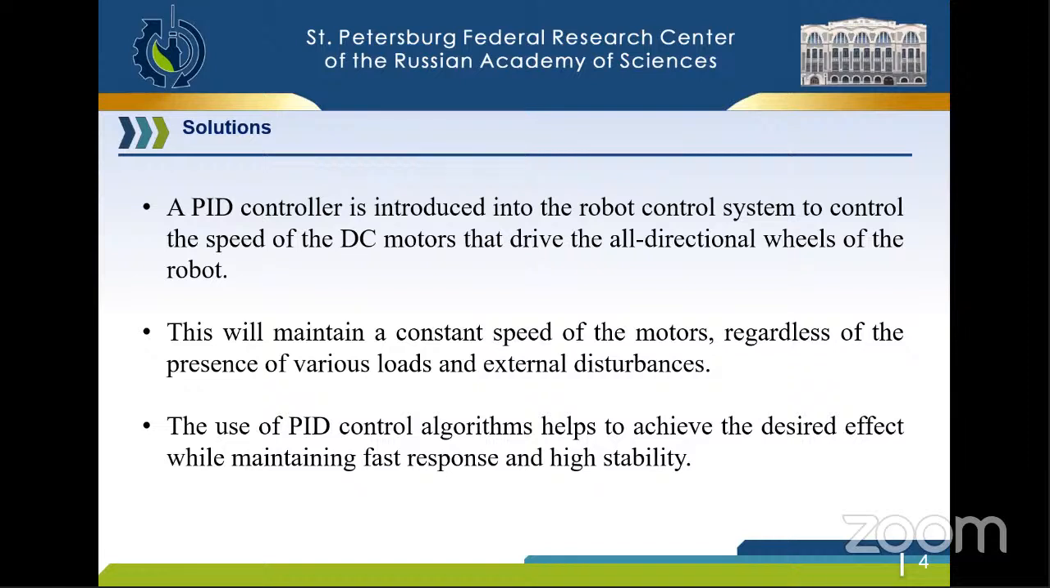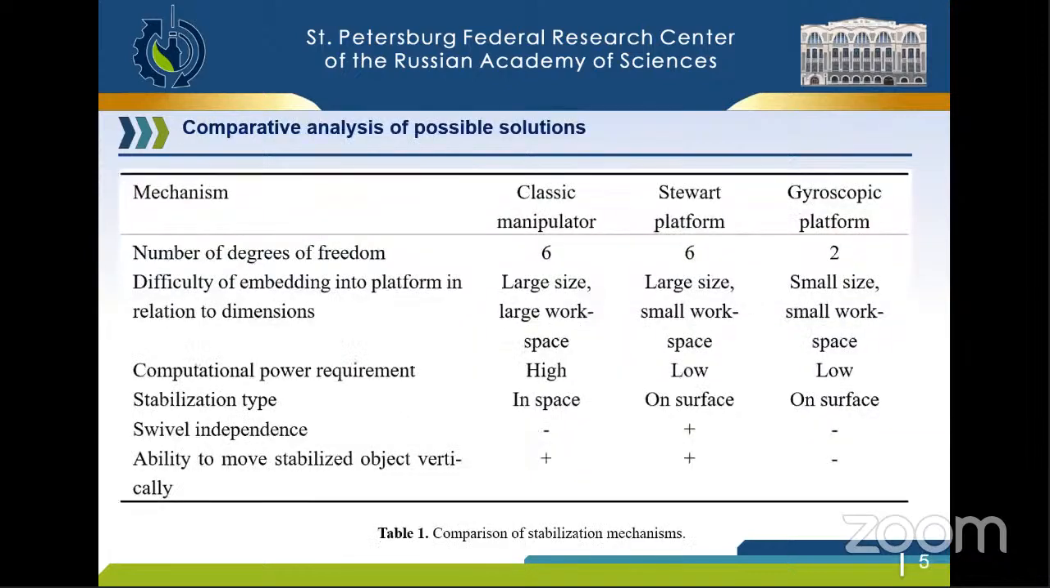Based on the proposed model of a service robot and a review of existing stabilization solutions, a system for monitoring the stability of the platform and its payload was developed. To solve this problem, the following solutions have been implemented. Before introducing a stabilization system for a tray with a payload, it was necessary to perform a comparative analysis of possible solutions to this problem.